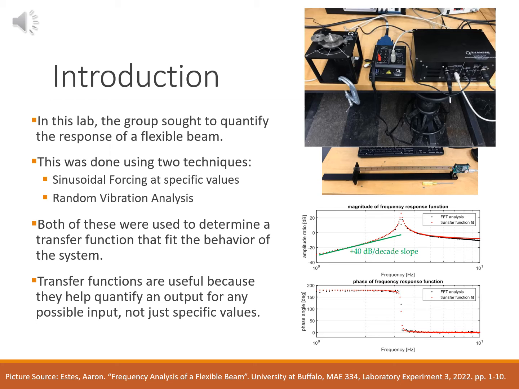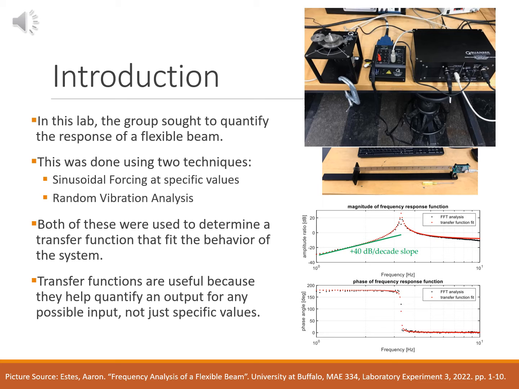First, the group provided specific inputs and analyzed the behavior of the beam. And then in the second part of the lab, the group did a random vibration analysis. So a variety of inputs were fed into the system at once and were then broken apart to create a transfer function. So both of these sets of data were combined and they were used to fit a transfer function similar to the one seen in the bottom right of the page.